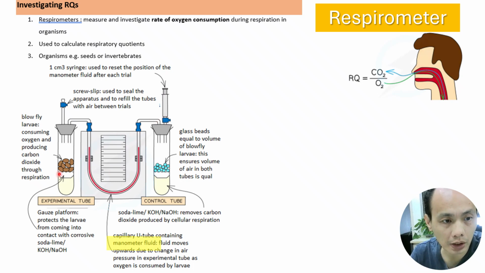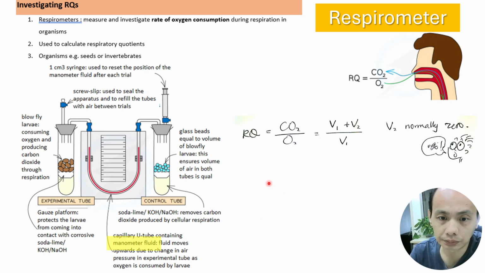In this apparatus we have fly larvae, or we can actually use germinating seed. On the right hand side we use glass beads equal to the volume of the blowfly, so that the volume of air will be the same. KOH, or potassium hydroxide or sodium hydroxide, is used to remove carbon dioxide. The fluid here is manometer fluid, moving up and down due to change in the air pressure.